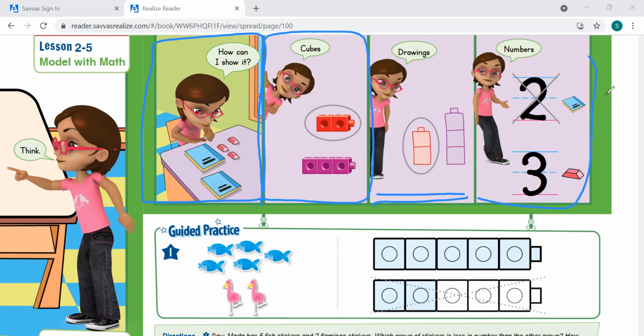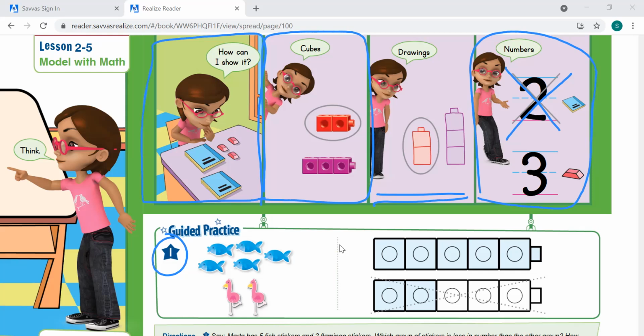So let's go to our last box here. So how does this model using numbers help solve the problem? Well, the numbers tell how many are in each group. How can you find the correct answer using this model? We can compare the numbers. 2 is less than 3. And we mark that X over here. It is less.